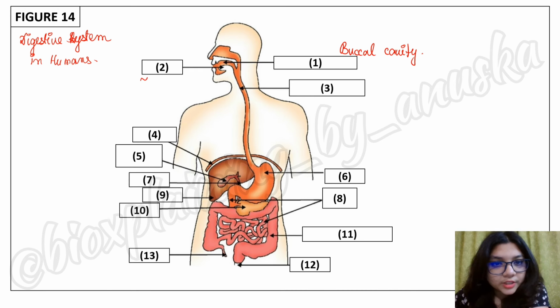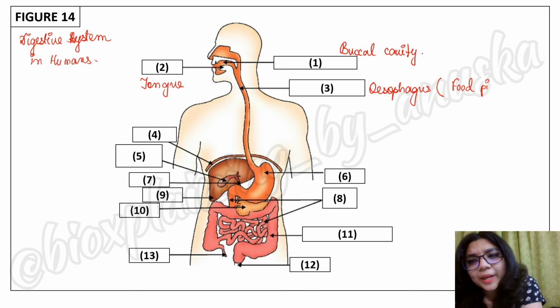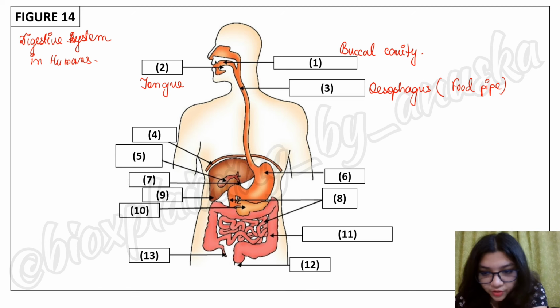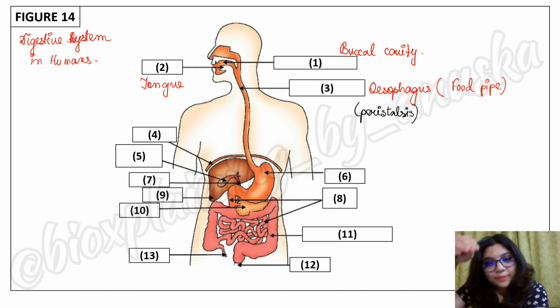2 is in the front region. This is the tongue. 3 is the pipe that's coming out of the mouth. So this one is the esophagus, right? In simple words, you also call it the food pipe. What is its function? The esophagus undergoes peristalsis, peristaltic movements. That is, alternate contractions and relaxations of the muscles of the esophagus will happen, and as a result the food will keep moving downwards.